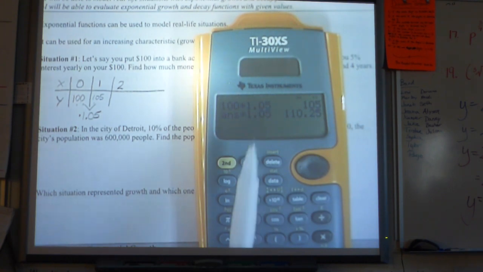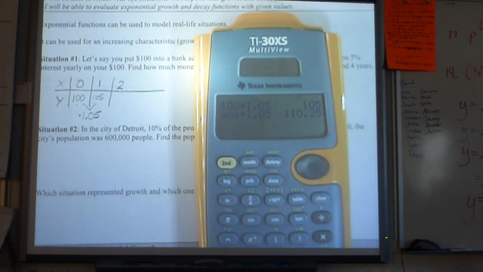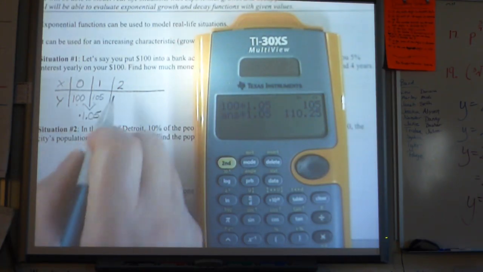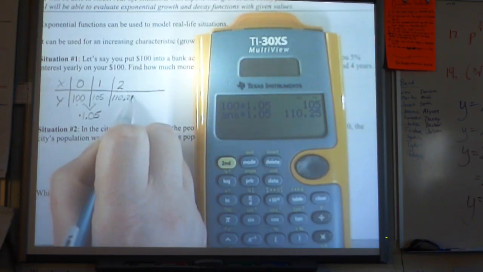So we see this repeated multiplication, and we've been working with exponents, so we're very familiar with this concept that repeated multiplication of that same number, it's a power. So we're actually looking at powers of 1.05 right now. So at the end of the second year, how much money do I have in my account? $110.25.